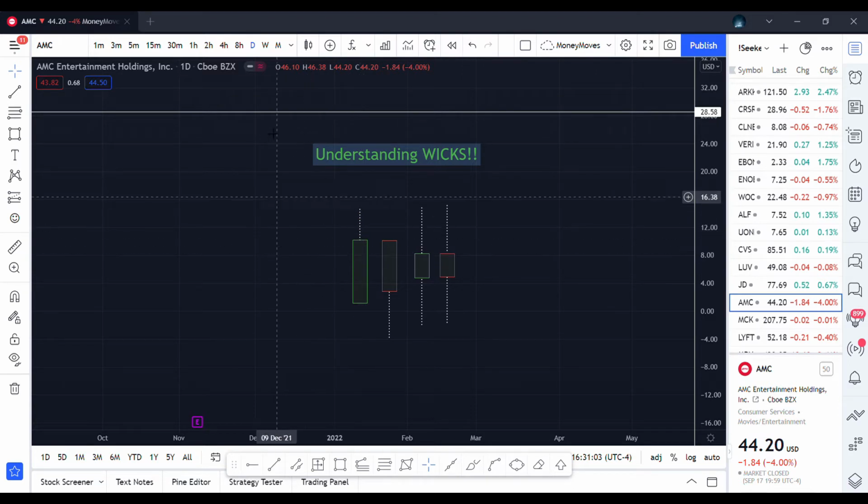You can use wicks on any time frame, but as I'm charting, I'll always use the daily, and this is what I'm going to use today to explain to you guys how to use wicks to your advantage.